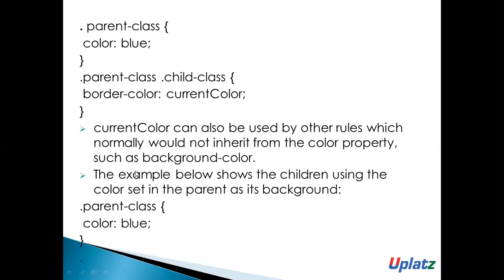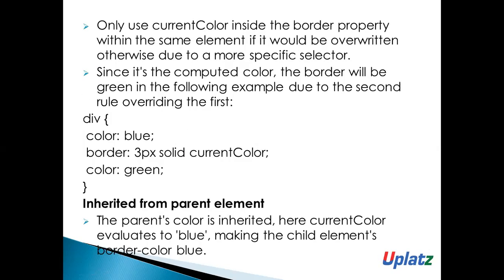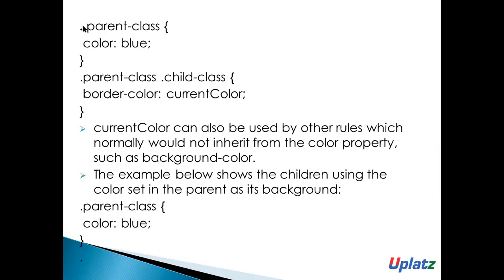It is inherited from the parent element. The parent color is inherited here. currentColor evaluates to blue, making the child element's border color blue. This is how it is inherited from the parent element. You can see here, this is the parent class, where I made the color blue. For the child class, I'm inheriting that from the parent class, and then saying the border color is currentColor. The currentColor is nothing but blue.